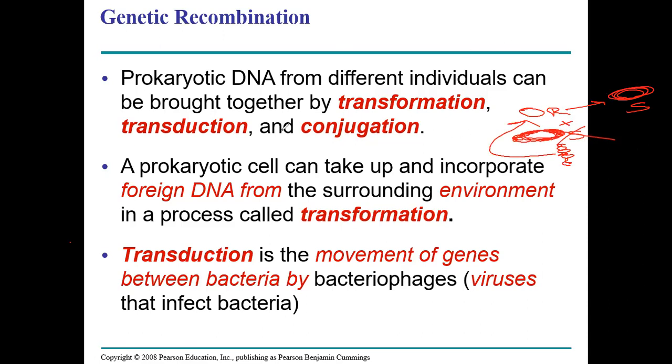A prokaryotic cell can take up and incorporate foreign DNA from its surrounding environment in a process called transformation. Griffith called that chemical the transforming principle. After that, Oswald Avery, McCarty and MacLeod were the scientists who proved that the material was DNA. I'm not going into those things; that is in molecular biology.